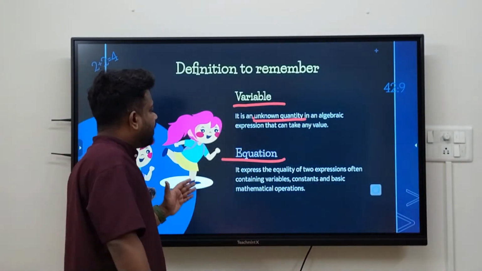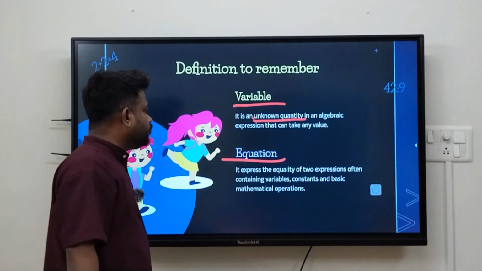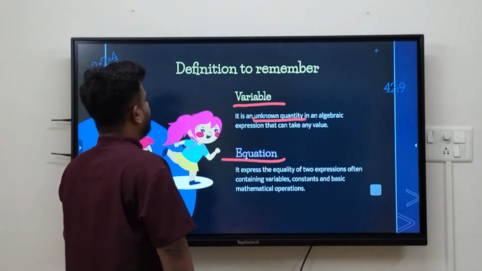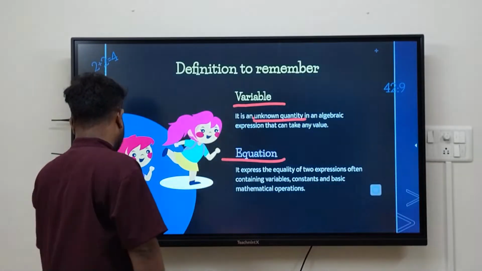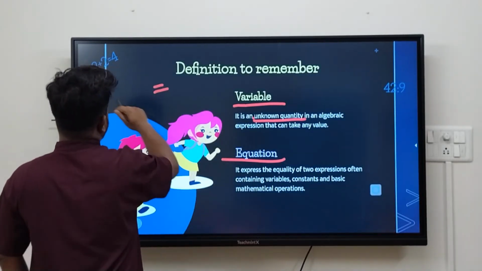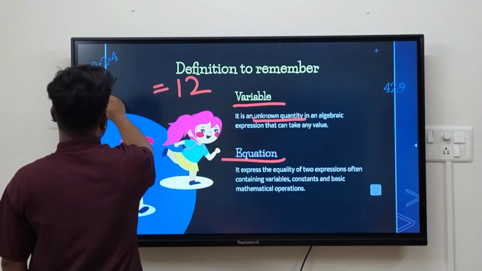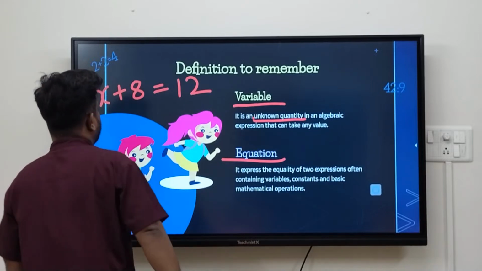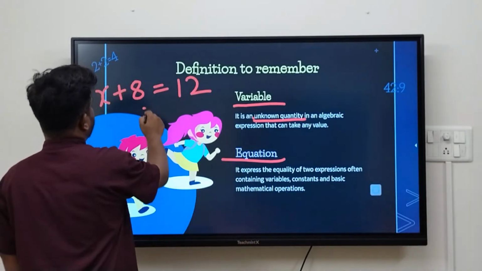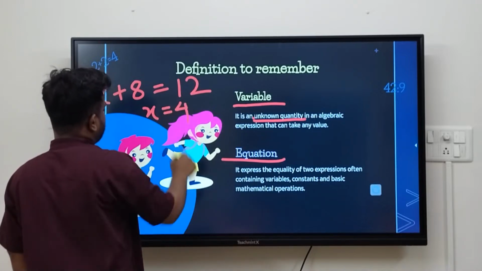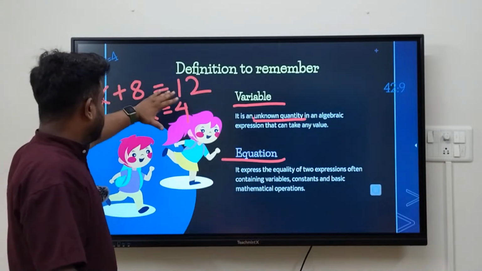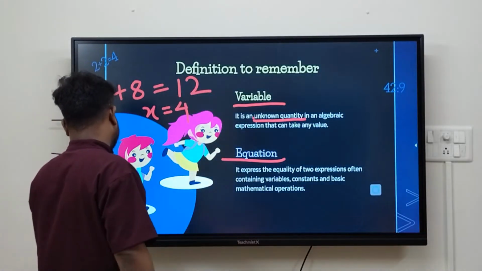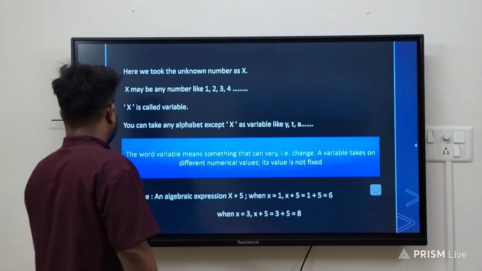And an equation expresses the equality of two expressions, often containing variables, constants and basic mathematical operations. If we write an equal to sign between two expressions, like x plus 8 equals 12, and then solve it to find the value of x, it will be 4. How it became like this, we are going to learn in the next sections. Okay, so let's go to the next one.